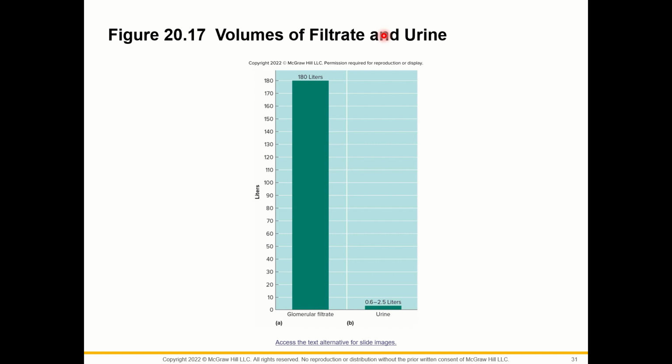This shows the 180 liters, which is going to equate to 45 gallons of blood a day, as compared to the 0.6 to 2.5 liters of urine produced per day.